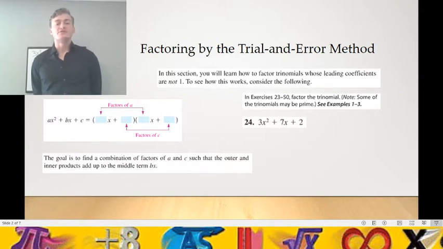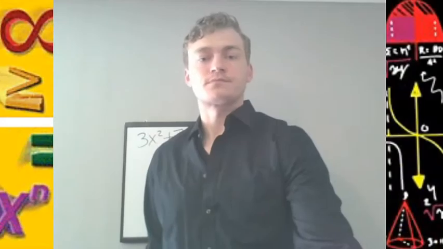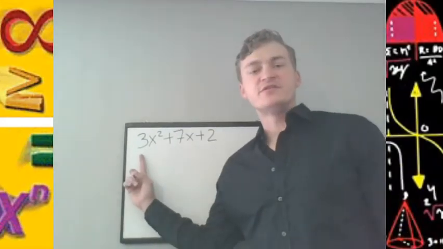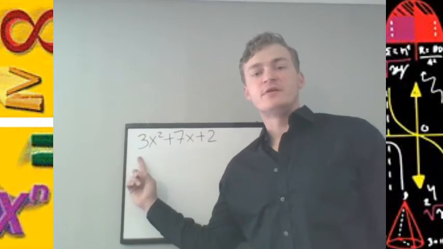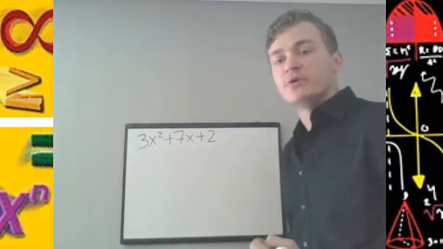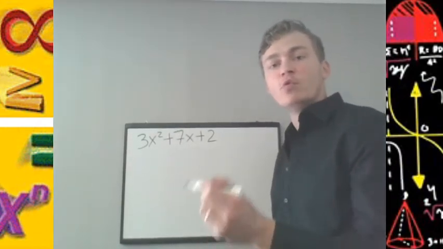What are factors for 3? Also, what are factors for our constant c? What are the factors that make up 2? So factors of a, factors of 3, fortunately for us, 3 is a prime number. The only factors for 3 are 1 and 3.